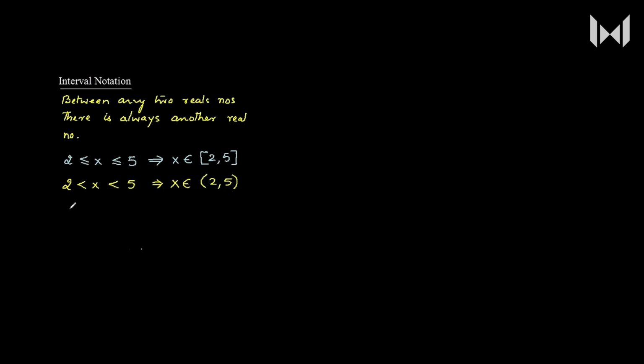If you have a bounded value on one side but unbounded on the other side, we say it's a closed open interval, and it is written this way. And if it is 2 less than x less than or equal to 5, we shall write x belongs to open and then closed.